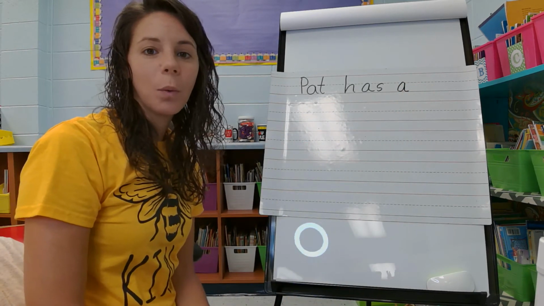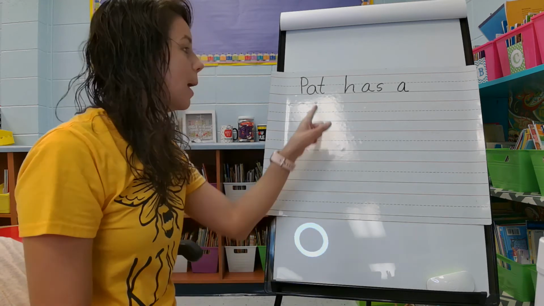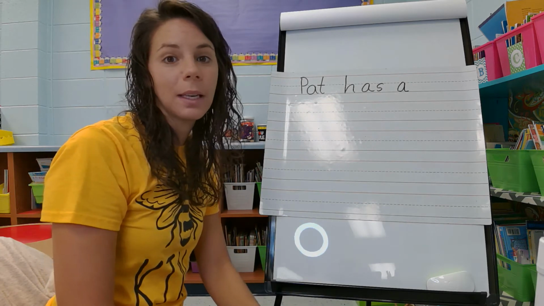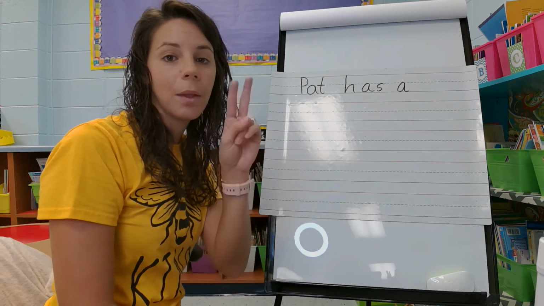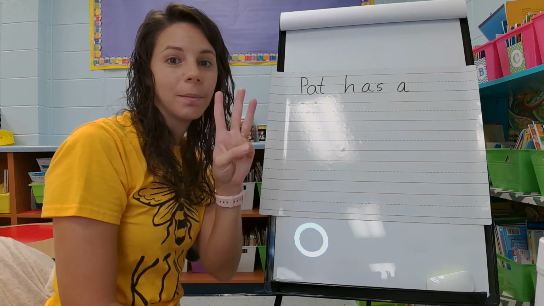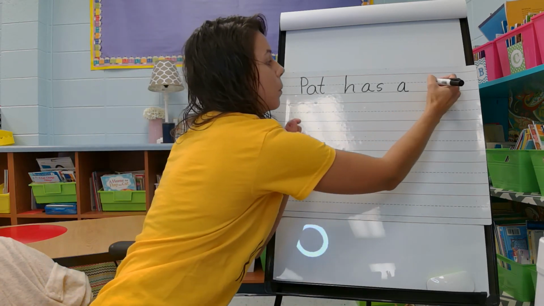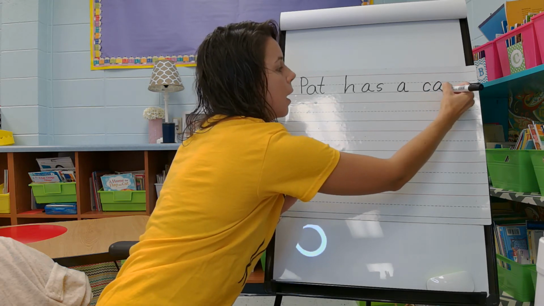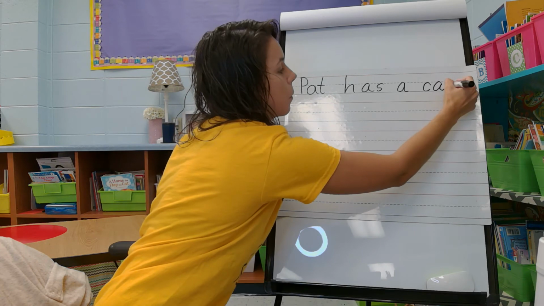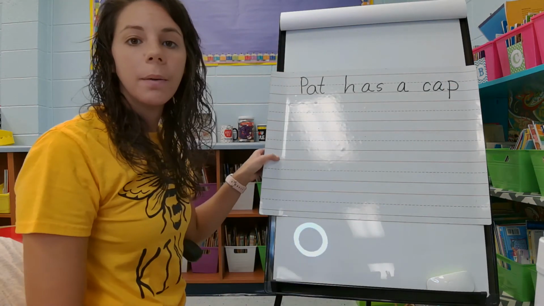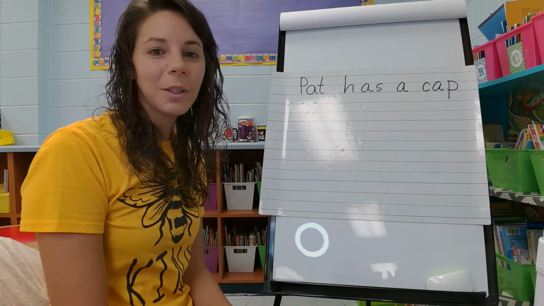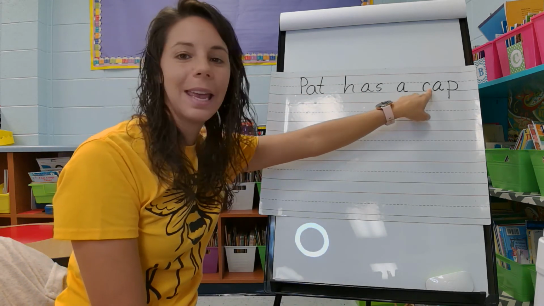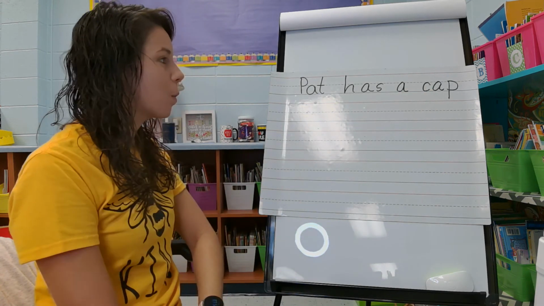And our last word was cap. Pat has a cap. Let's segment how many sounds in cap. K, a, p. Awesome. Let's spell it. K, a, p, cap. Now let's reread our sentence. Pat has a cap. We have our 4 words.